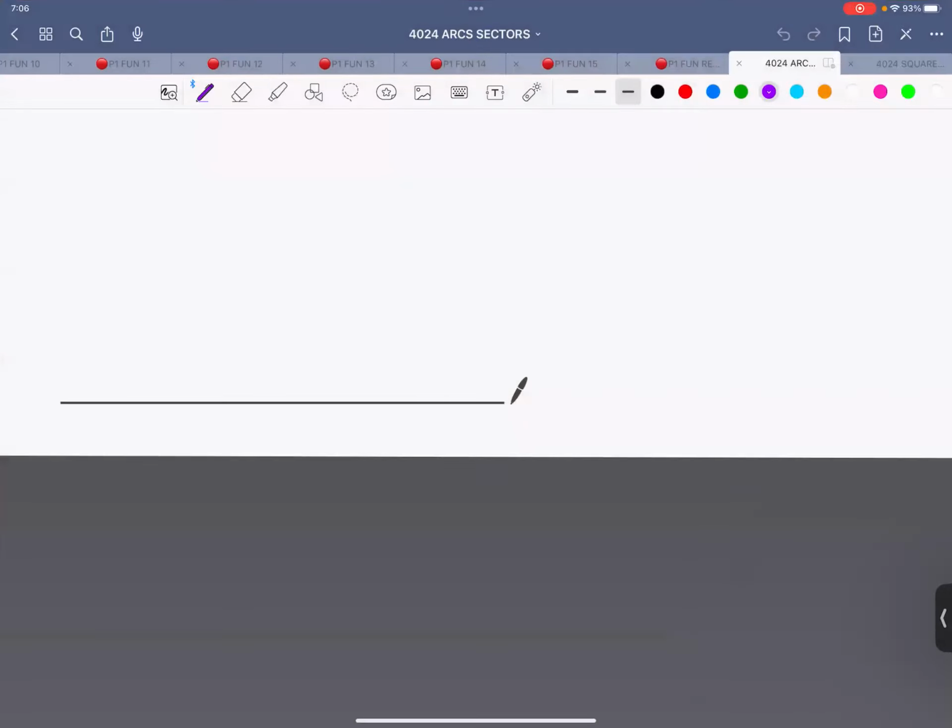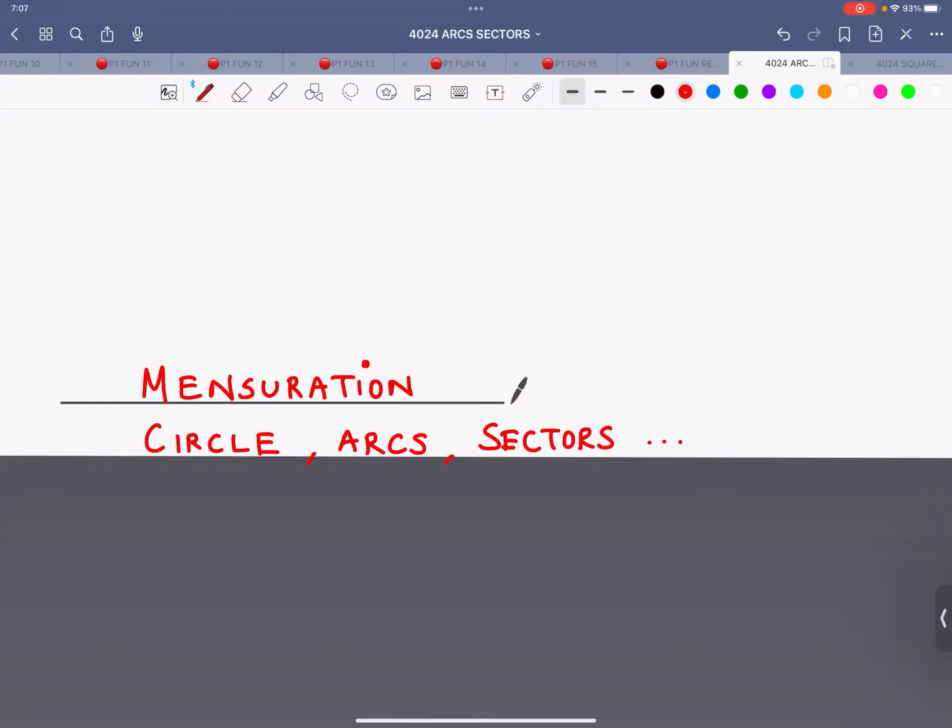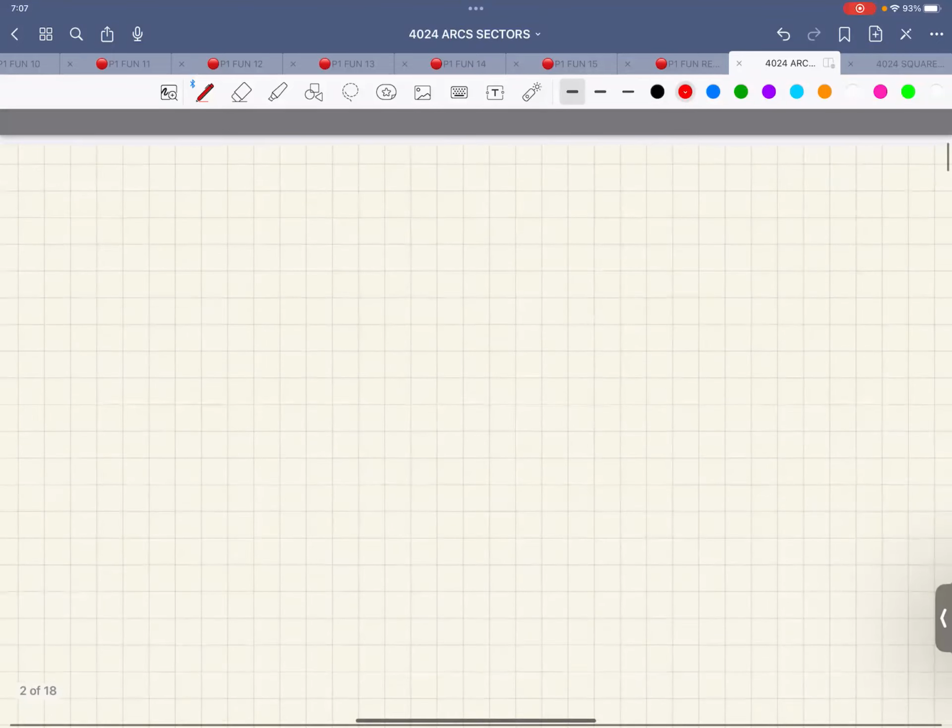We are starting with the concept of mensuration. And in mensuration, let's first get started with the idea about circle, and then we have arcs, and sectors, and so on. So we are starting with 2D mensuration. Now in 2D mensuration, let me first get started with the idea of a circle.